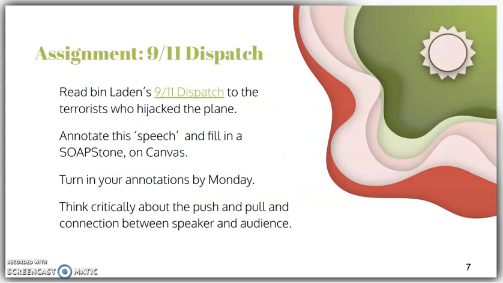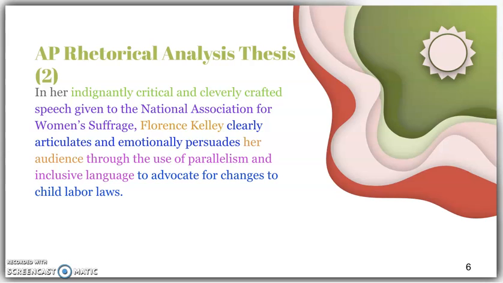So as an example, we have "in her indignantly critical and cleverly crafted." See how it's not just talking about, and I said avoid words like, oh, she has good word choice, or this is a good speech. This person tells you that she is indignant, she is critical, and she is clever. These are all three very specific words where it's hard for you to be meaning one thing and for me to be thinking something else when these words are so specific. That is why we like words like this instead of just good or bad, or words that are hard to really pin down the values of.